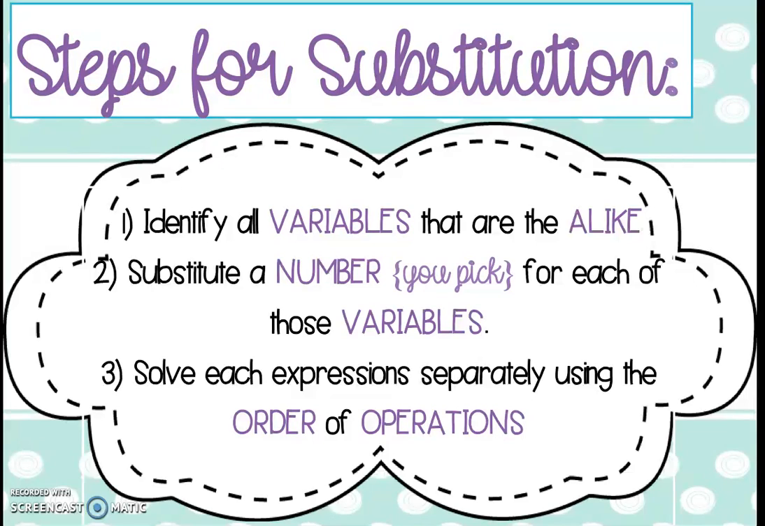Some steps for substitution, which we talked about in class today. You're going to identify all of the variables that are alike, so for example, all of the x's or all of the y's or all of the j's. Then you're going to substitute a number, sometimes that you pick, sometimes that's given for you, for each of those variables that are alike. Then you're going to solve those expressions separately using the order of operations. When you get to the bottom, if both sides of the expression are equal, then the expressions are equivalent. If they are not equal, then they are not equivalent expressions.